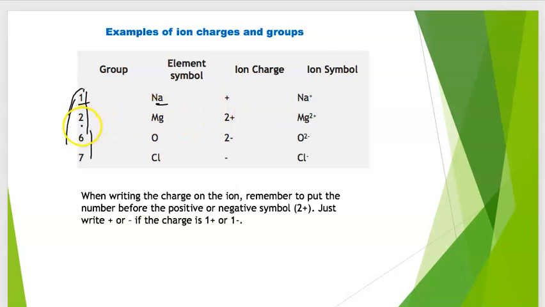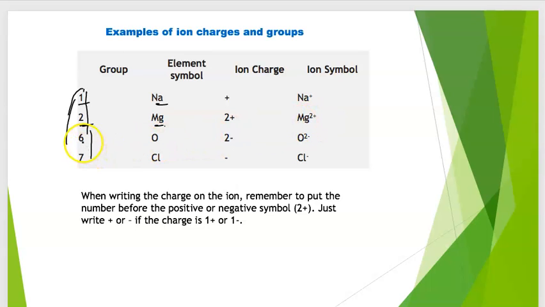Again, if you go down, we have group 2 elements. An example is magnesium. Since magnesium belongs to group 2, the charge on magnesium will be what? 2+, and the symbol of the magnesium ion will be Mg2+.